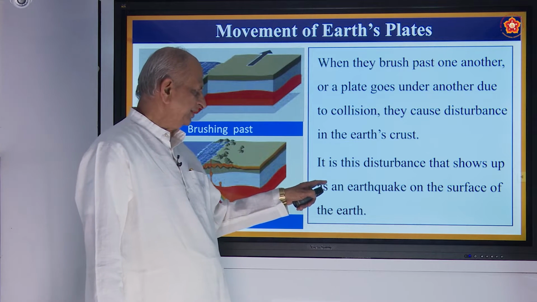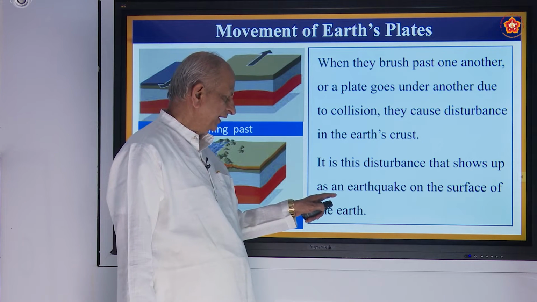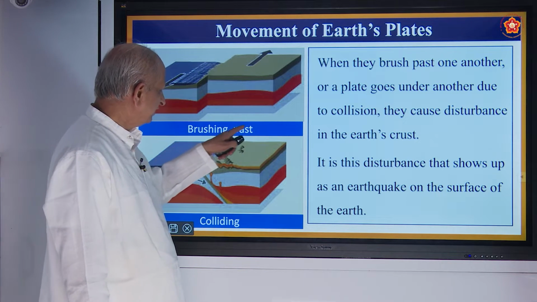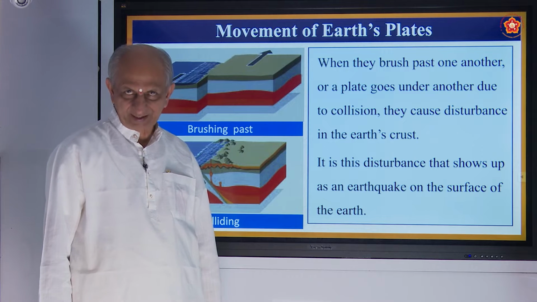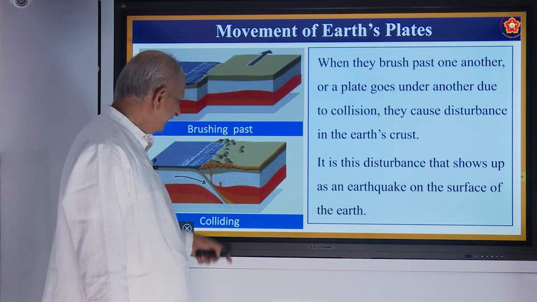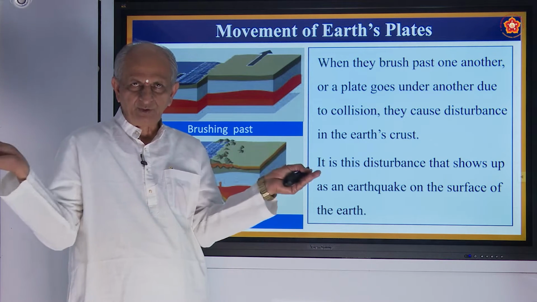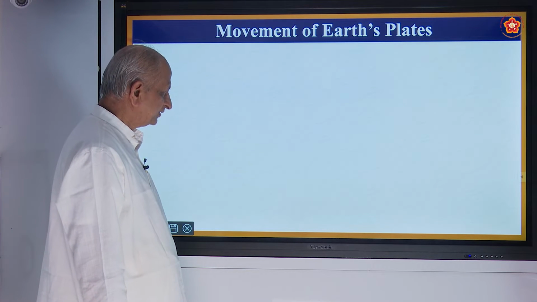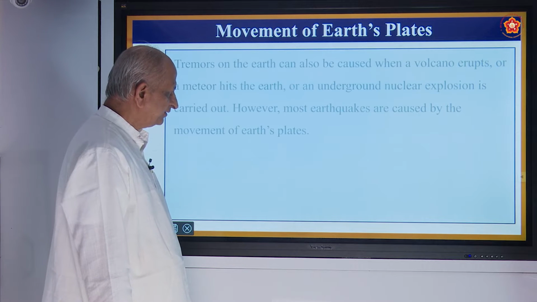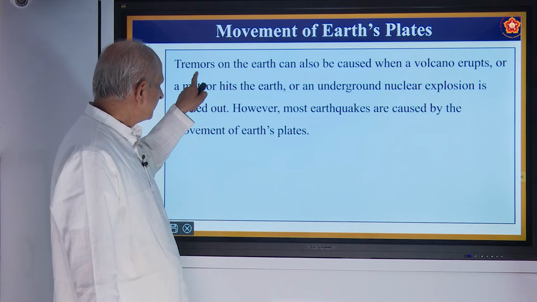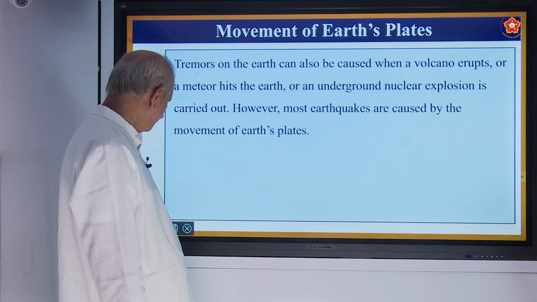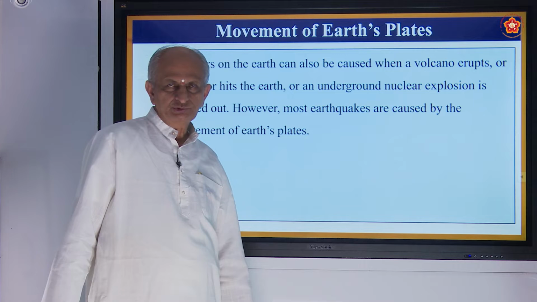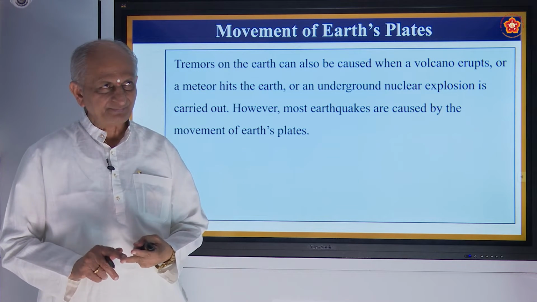It is this disturbance that shows up as an earthquake on the surface of the earth. So due to brushing of the layers or plates, or due to colliding, which means coming near to each other, there will be disturbance in the earth's crust, and these plates start moving. Tremors on the earth can also be caused when a volcano erupts.